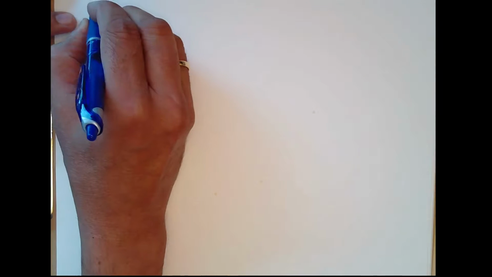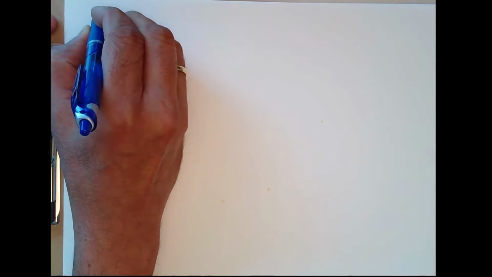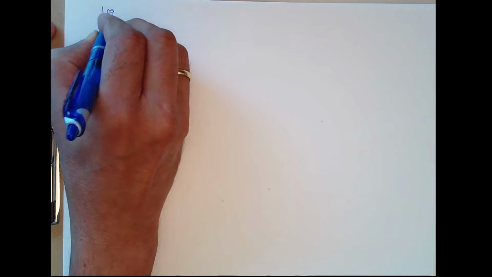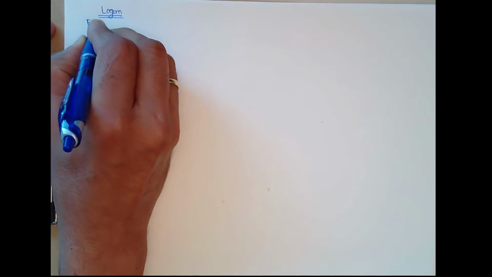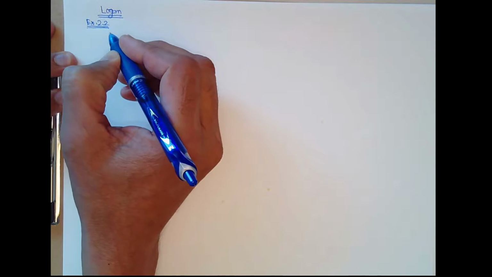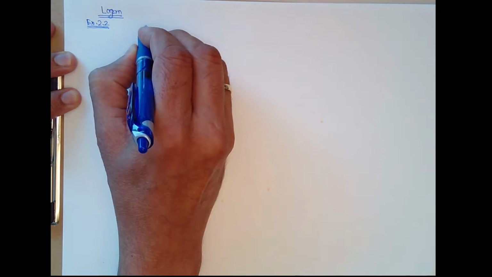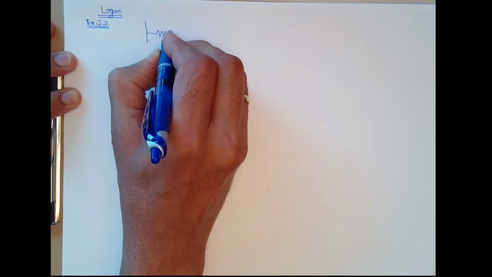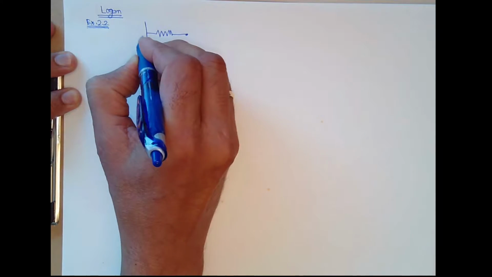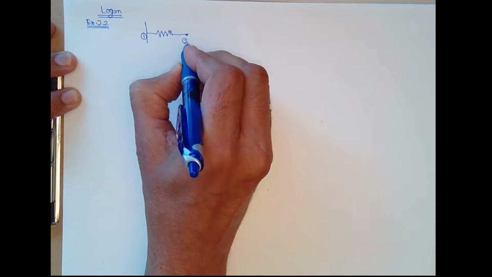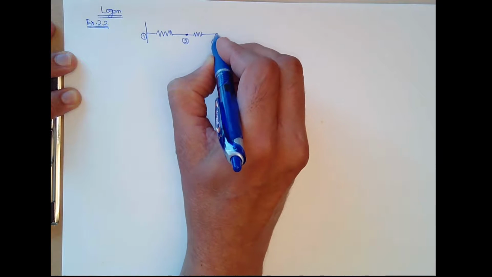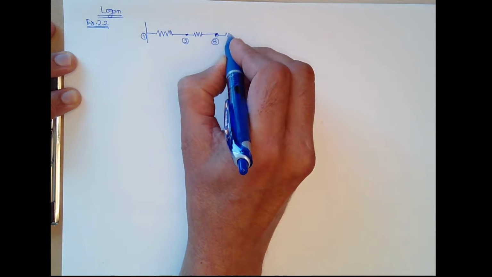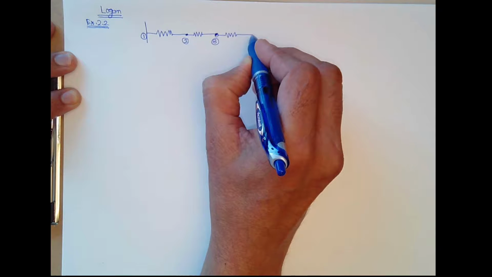Let's start solving another example. This is from Book of Logan. This problem is example problem 2.2. It is like a spring is connected with another spring, with another spring. This is connected to third spring. This is connected to fourth spring.